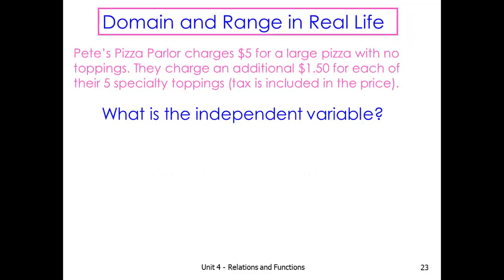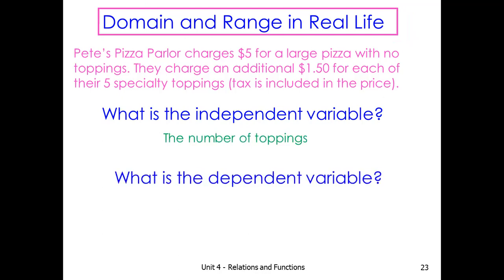Each pizza parlor charges $5 for a large pizza with no toppings. They charge an additional $1.50 for each of their 5 specialty toppings. Tax is included in the price. So what is the independent variable? The number of toppings. What is the dependent variable? The cost of the pizza.